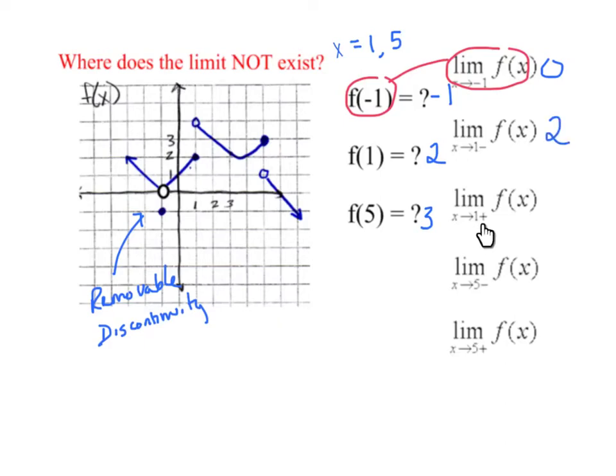Approaching 1 from the positive side, well, we're approaching a y value of 5. It doesn't matter that there's an open circle there. It's just what we're approaching. Approaching 5 from the negative side. Well, from the negative side, we're approaching a y value of 3. And from the positive side, we're approaching a y value of 1.